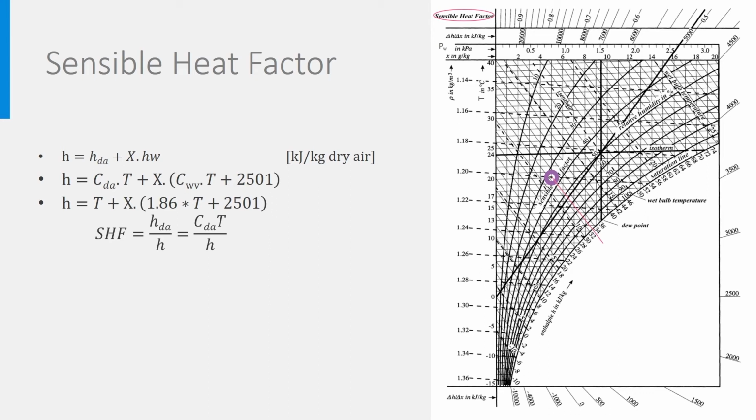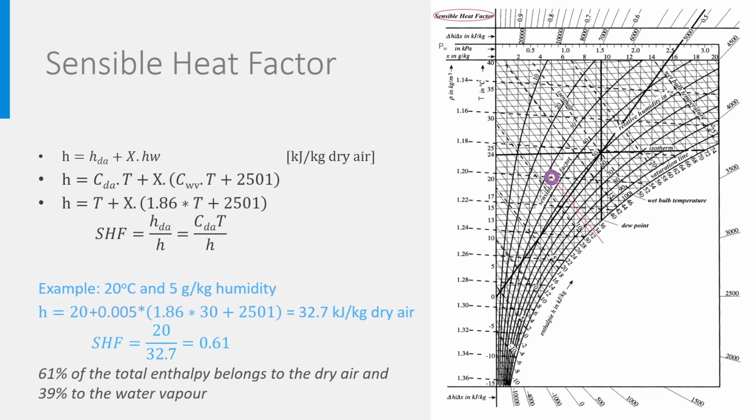To estimate the SHF factor from the Mollier diagram, you just need to draw a line between dry air at 0 degrees and the point for which you want to know this SHF, and continue this line up to the axis with sensible heat factor SHF, where you can read the value of 0.61. We will not use this factor further.